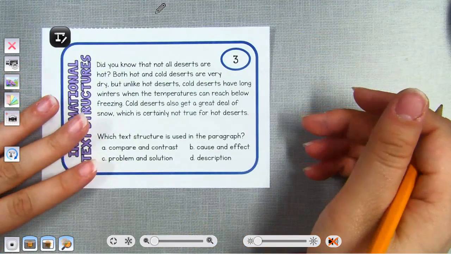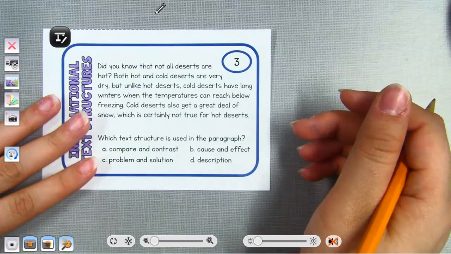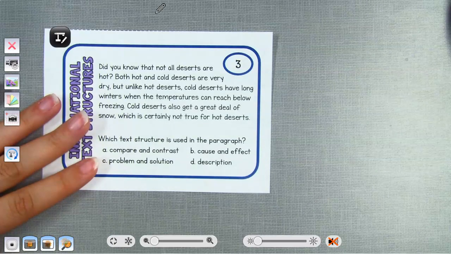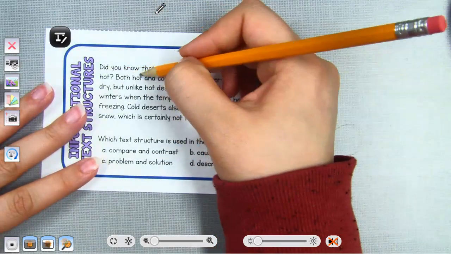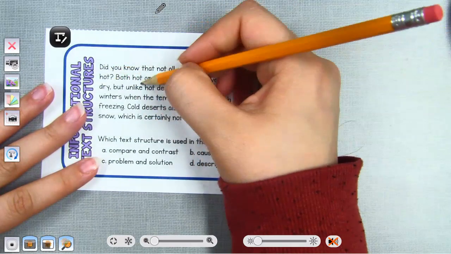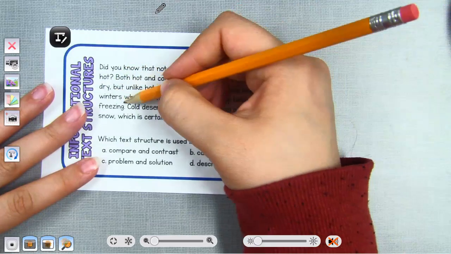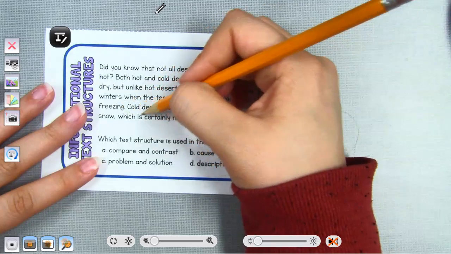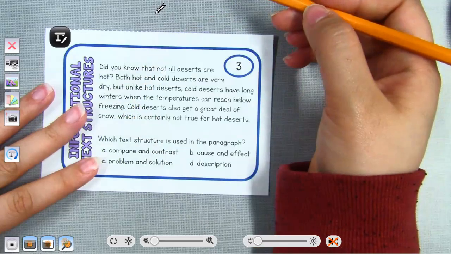Did you know that not all desserts are hot? Oh, sorry. Deserts. I'm sorry. Did you know that not all deserts are hot? Both hot and cold deserts are very dry. But unlike hot deserts, cold deserts have long winters when the temperature can reach below freezing. Cold deserts also get a great deal of snow, which is certainly not true for hot deserts. So which text structure is used in the paragraph?